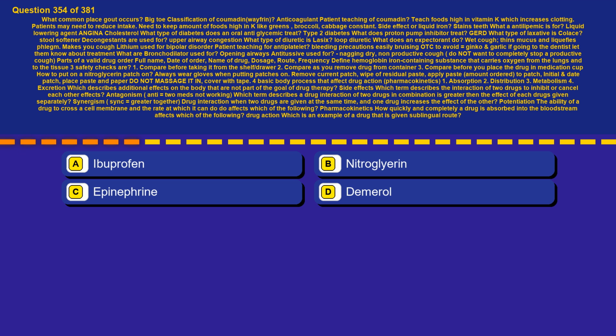What type of diuretic is Lasix? Loop diuretic. What does an expectorant do? Wet cough, thins mucus and liquefies phlegm. Makes you cough. Lithium is used for bipolar disorder.